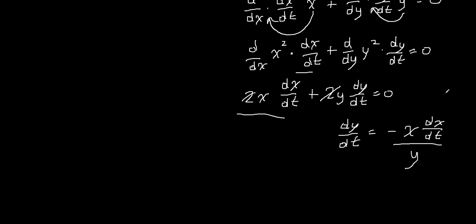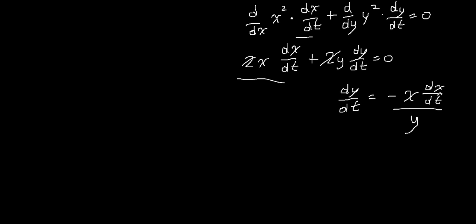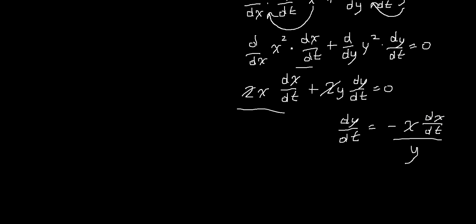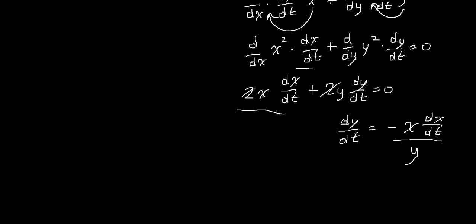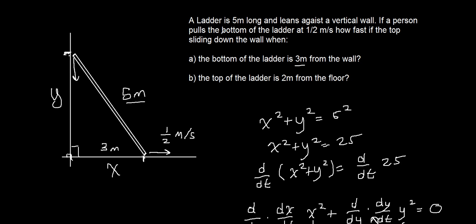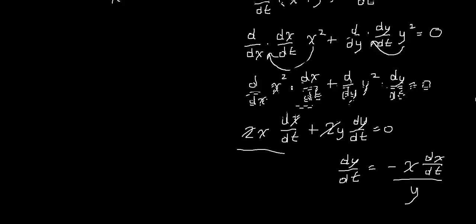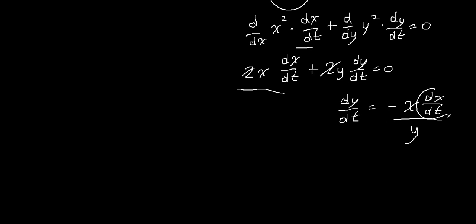So you might think, what is this term going to be? Well, this is actually given, because this is a change in x for a given change in t, and that's just velocity, a change in position over a change in time, which is given over here. The bottom of the ladder moves at 0.5 meters per second. So this is going to be equal to a half. We can rewrite that as dy over dt equals negative x over y times a half, 1 over 2.